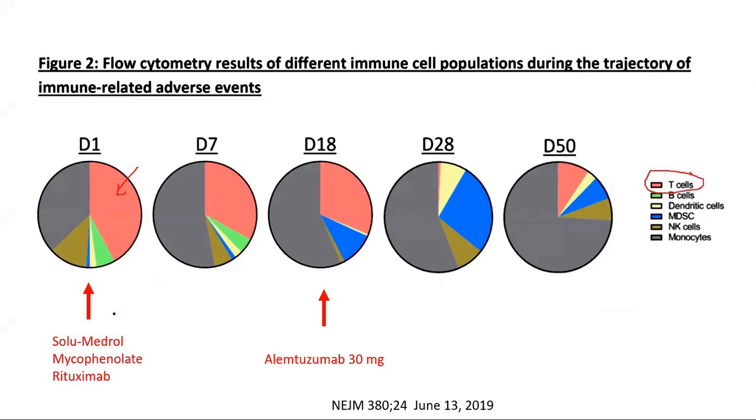At baseline, after myocarditis occurrence, they gave the patient immunotherapy by steroids, mycophenolate, which is immunotherapy, and rituximab for immune suppression. For 18 days, the T cell population shrunk a little bit, but not by much, and the patient did not improve adequately. And on day 18, they gave this T cell lymphoma tumor monoclonal antibody, alemtuzumab.